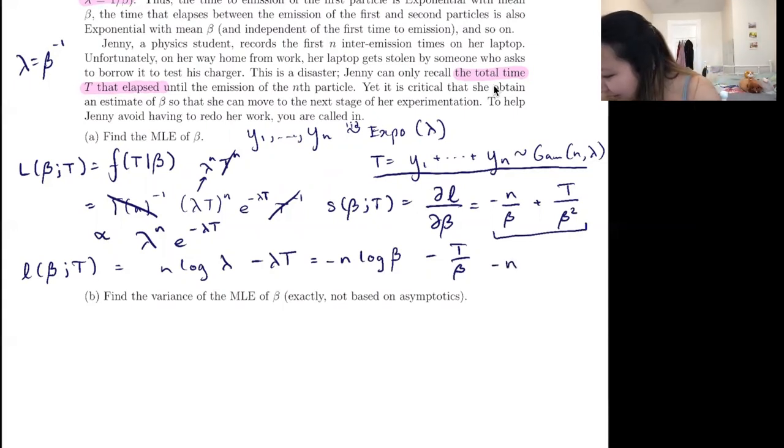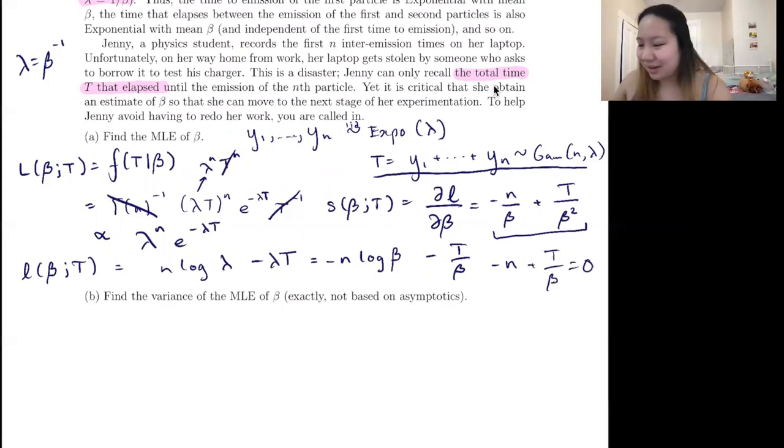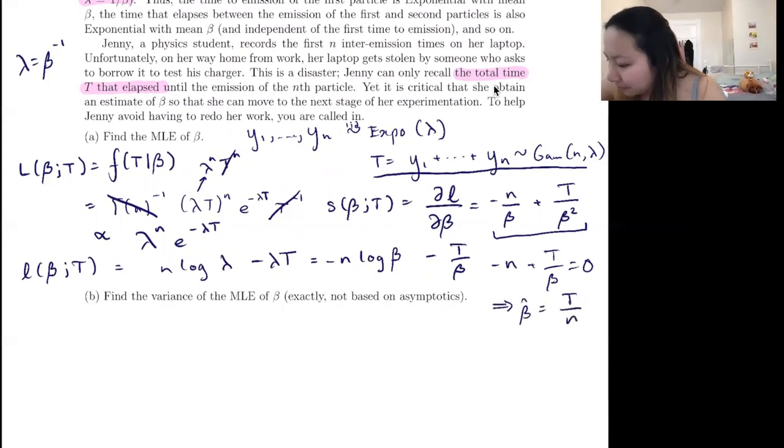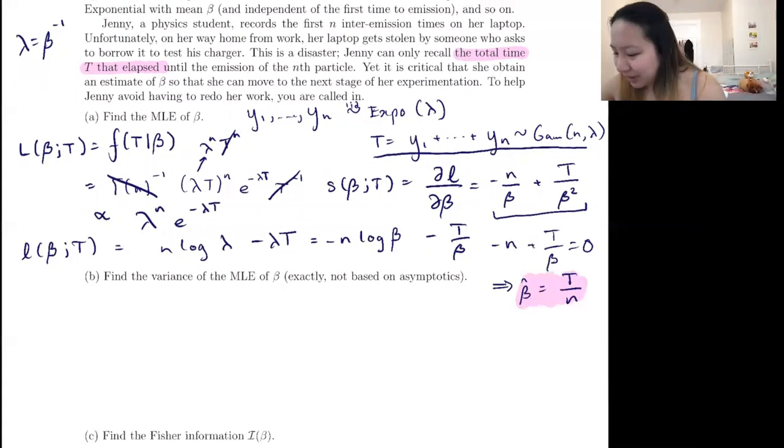So I get negative n plus t over beta equals 0. I can cancel out because there's a 0 on the other side. Then if you solve for this, I get beta hat equals t over n. So that's what we have for the first part. Is there anything else? It just asks for the MLE, so we're done there.